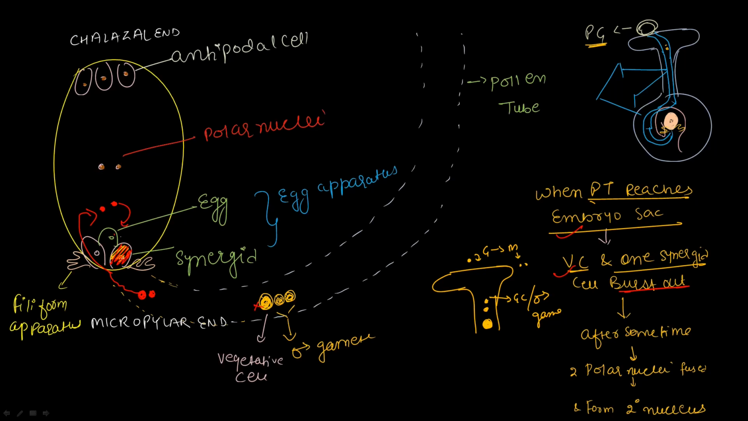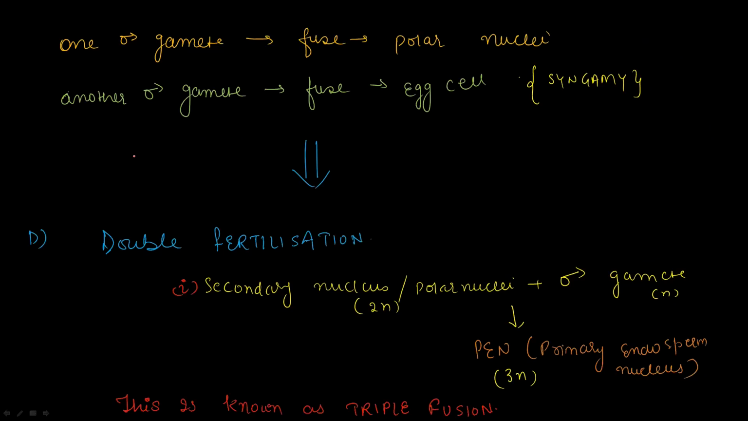So one is going to fuse with the egg, and then these two polar nuclei, which are haploid structures. In some books they simply say that these two polar nuclei fuse first, and then the male gamete fuses with this fused polar nucleus. But in your textbook, it simply says that the second male gamete fuses with the polar nuclei. So one male gamete fuses with the polar nuclei, and the other male gamete fuses with the egg cell.